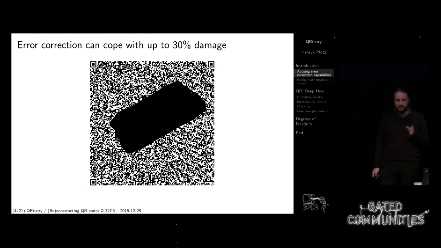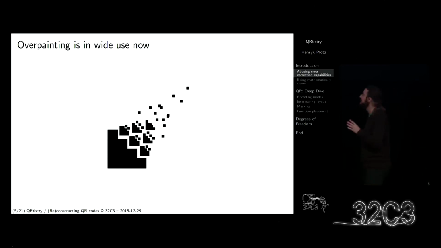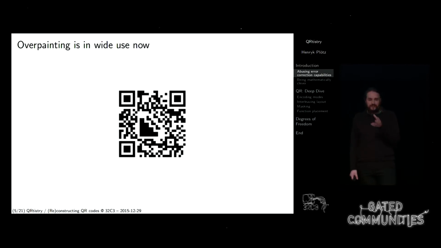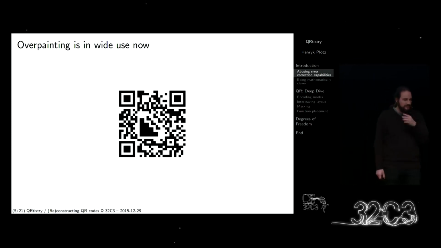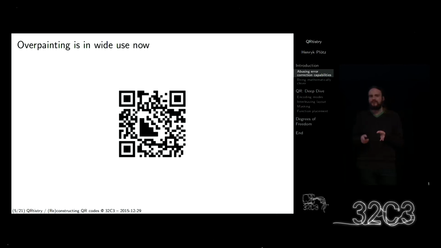Overpainting is in wide use. One of the most recent examples I particularly liked was a project called Sandstorm. This is their logo. Already looks like a code. And this is their QR code. It does look like the logo is embedded there. It's not. It's just overpainted. With my tools, you could see the original code that was overpainted on.